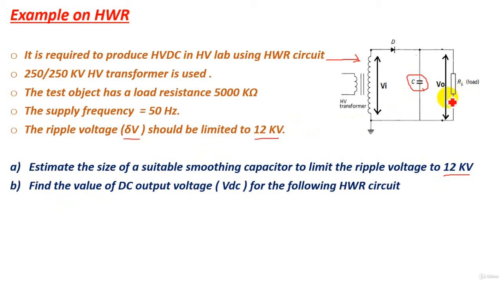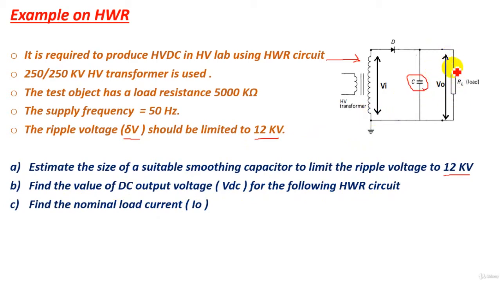Here, the output voltage DC, which is high voltage DC, of course. We want to find this DC voltage of the half-wave rectifier circuit to know how this circuit can produce high voltage DC. Find the nominal load current, which is the current that flows in the insulator.